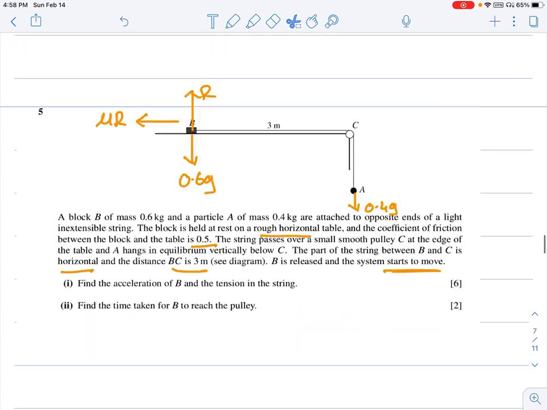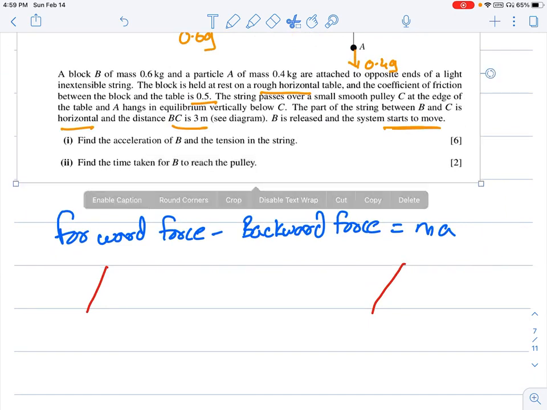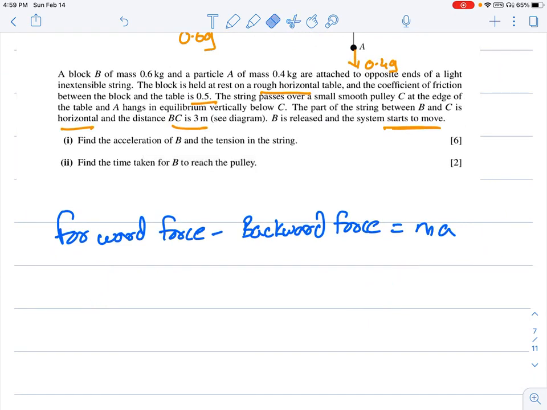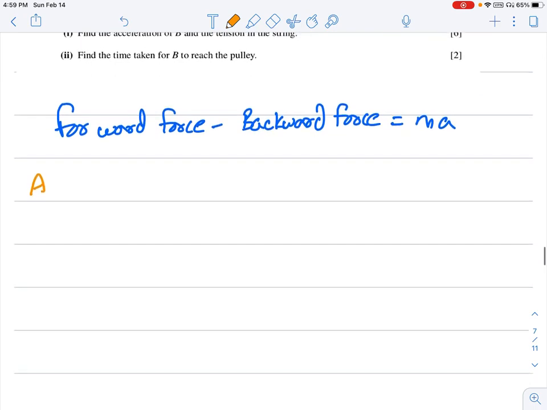I go back and use that formula: forward force minus backward force is equal to ma. So for A, the tension will always be acting towards the pulley. A is coming downwards, so therefore forward force is 0.4 g minus tension, which is equal to 0.4 a.